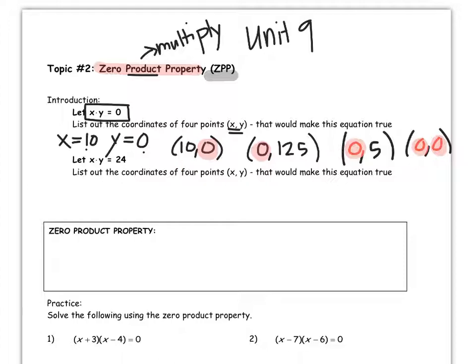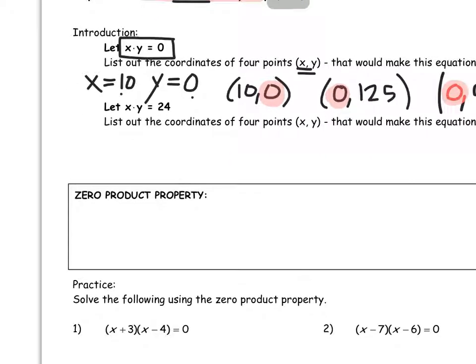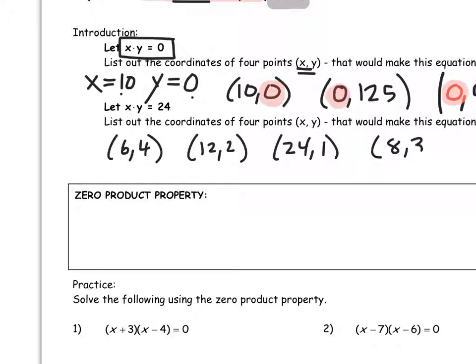Let's look at this next one, xy equals 24. If we have two numbers that multiply to get 24, let's write out some options. We have, let's say, 6 and 4. Those multiply to get 24. 12 and 2. 24 and 1. 8 and 3. These numbers don't have that property. Look at these numbers. There's no such case that one of these is 0, right? These are both just integers, where up here, one of the values must be 0. And that is essentially the zero product property.